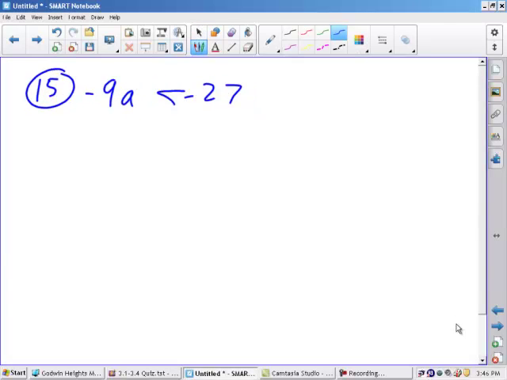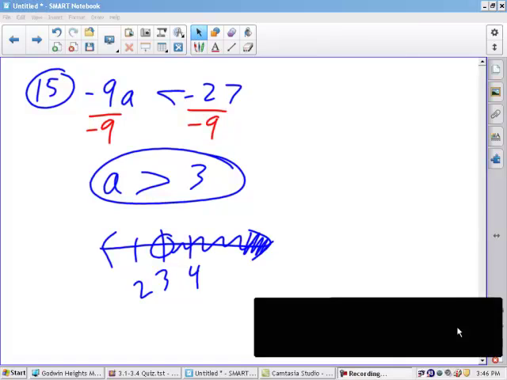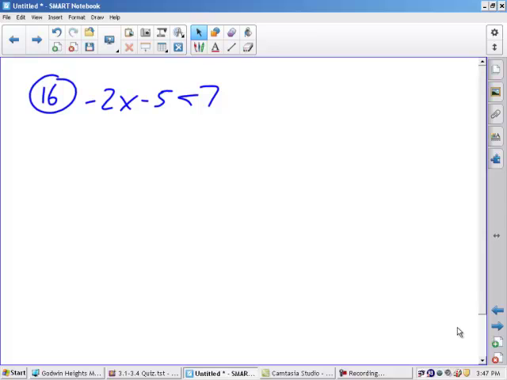For number 15, it tells me to graph and solve. First step, divide by -9. Remember, when you divide by a negative number, you have to flip the inequality symbol. So a is greater than 3. I graph it super fast: 3, 4, 2, open circle to the right because it's greater than. Done.